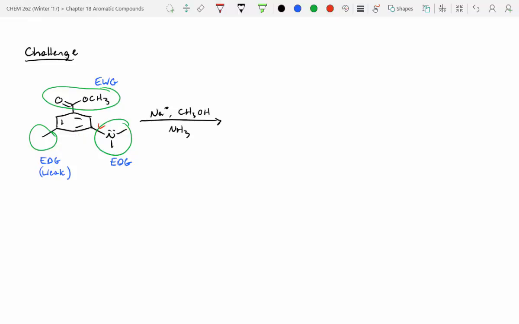Okay, so now that we've identified our electron donating and electron withdrawing groups, which carbon is most likely to be reduced? The top carbon, the bottom carbon? Which carbon do you guys think? The top one, right? We know that the carbon that's attached to our electron withdrawing group is most likely to be reduced.